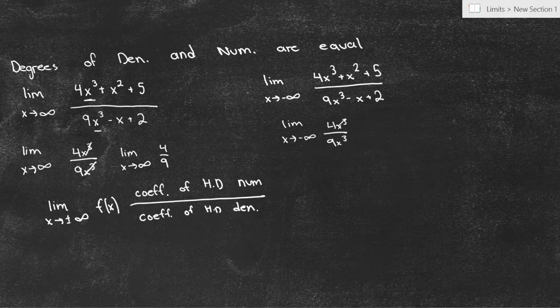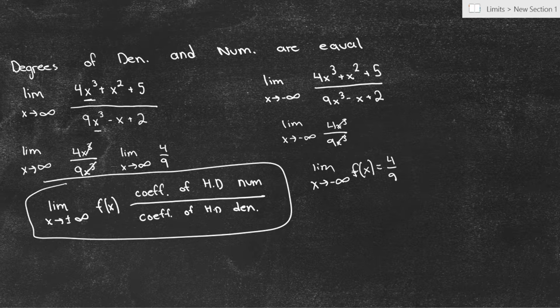And again we would cross out, and again we would be left with just that 4 over 9. So limit as x approaches negative infinity, f of x is 4 over 9. So this is the formula for this one. Limit as x approaches positive or negative infinity, f of x equals the coefficient of the highest degree in the numerator divided by the coefficient of the highest degree in the denominator.